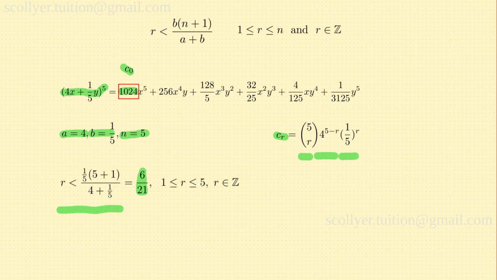And now we can see that we have a problem, because if r must be less than 6 over 21, which is less than 1, then r cannot lie between 1 and 5. And we see that we have a contradictory set of conditions. There is no value of r that can satisfy these three conditions at the same time.